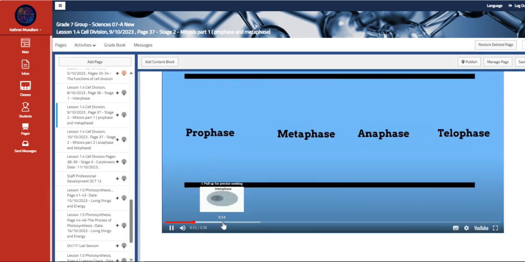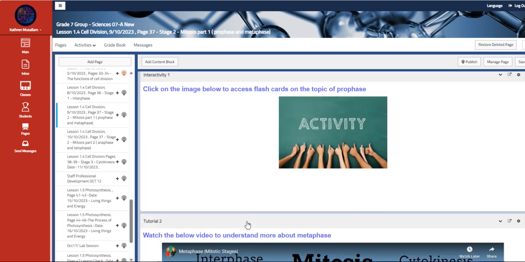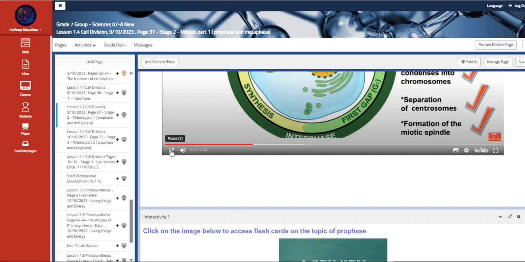Prophase. Prophase begins after interphase, in which the nucleus, the formation of then the mitotic spindle fibers.